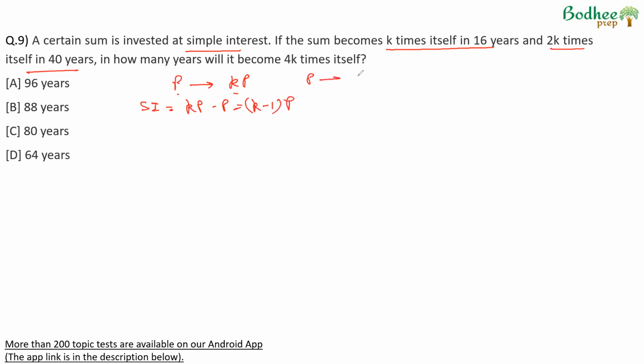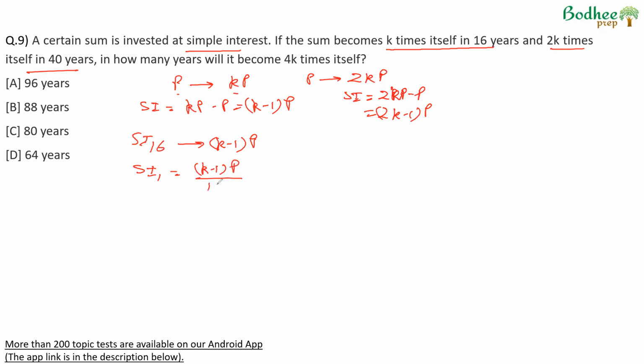Similarly, if the principal becomes 2k times, 2k into p, the simple interest here will be 2k into p minus p, which will be 2k minus 1 into p. Now we can say that simple interest in 16 years is k minus 1 into p. Therefore, simple interest in 1 year should be equal to k minus 1 into p by 16, because simple interest is same every year. So simple interest in 40 years should be 40 into simple interest for 1 year, which is k minus 1 into p upon 16.